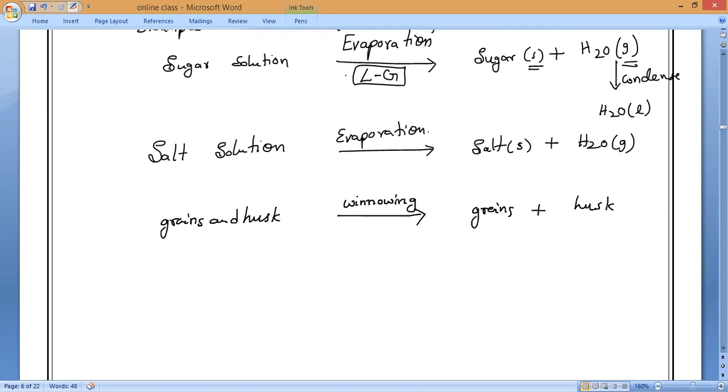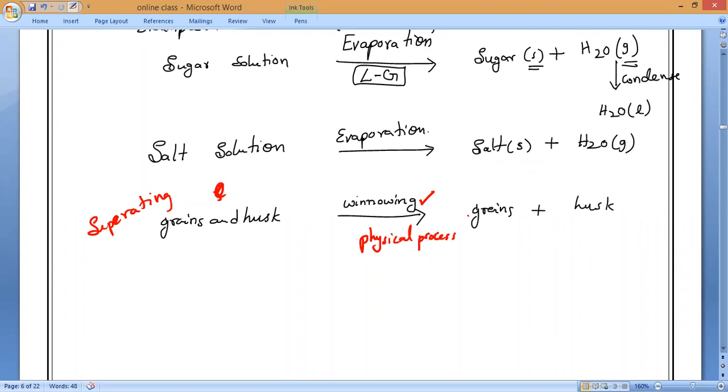Yes or no, Mitakshri? Do you remember? You studied it in class 6, separating husk from the grains. For separating grains and husk, we can use the winnowing process. So is it a physical process or chemical process? It is the physical process.